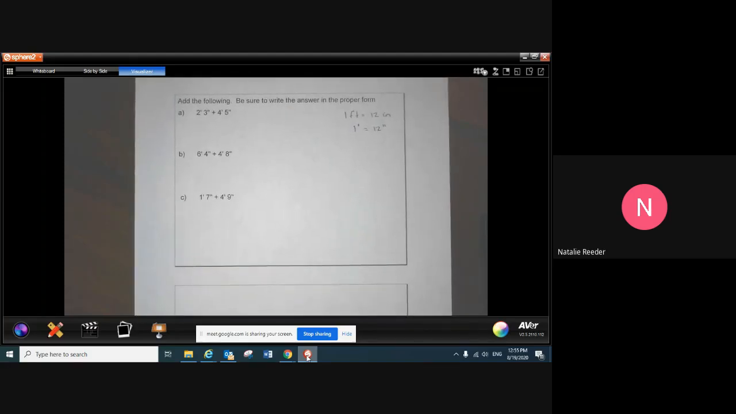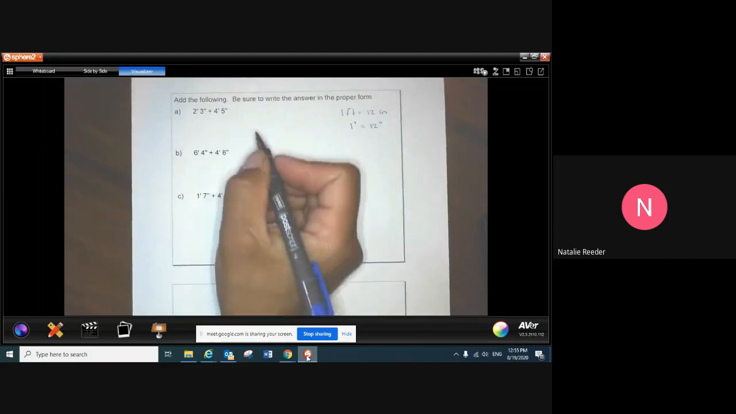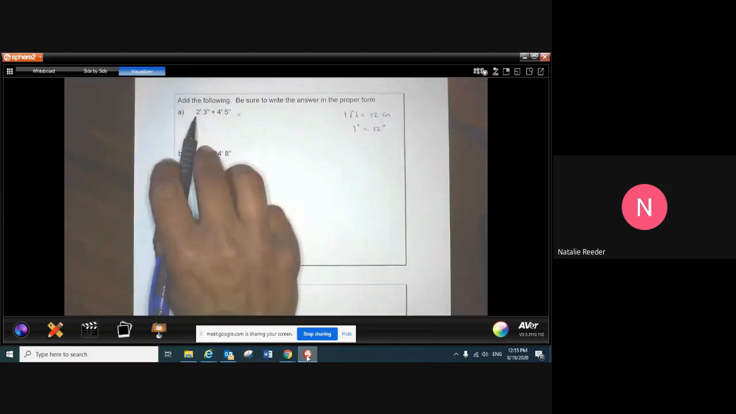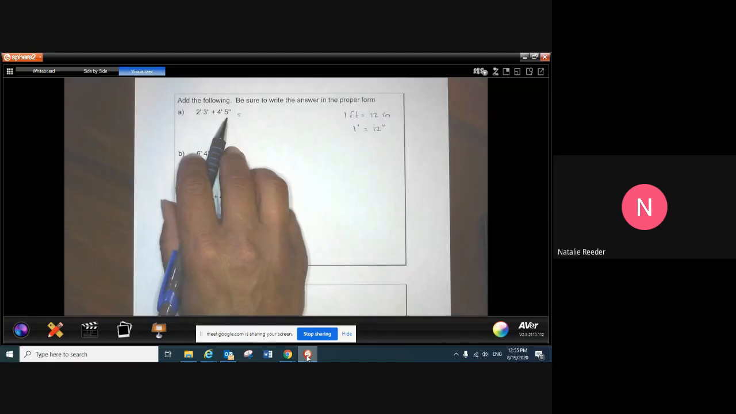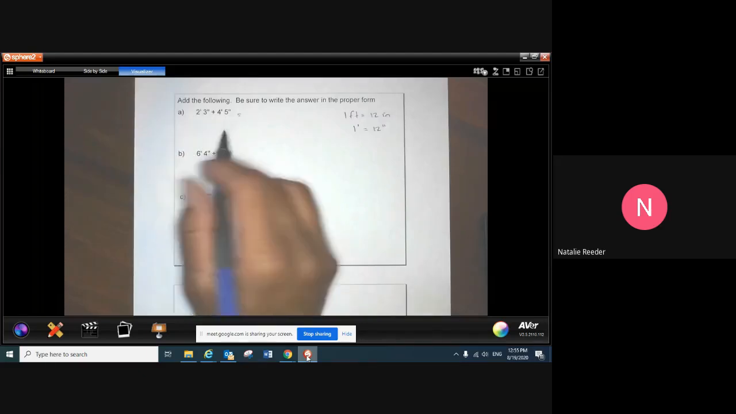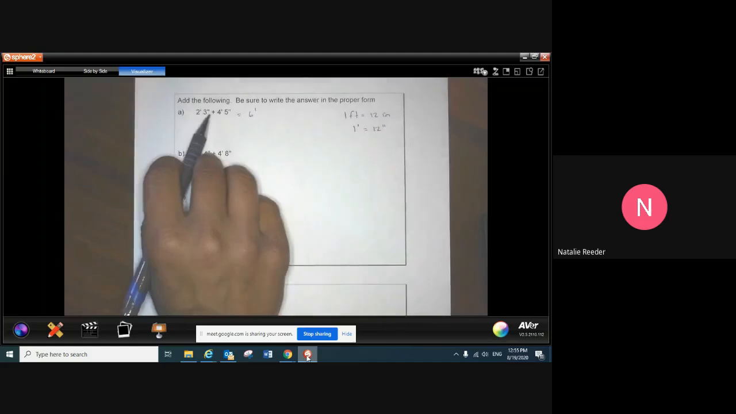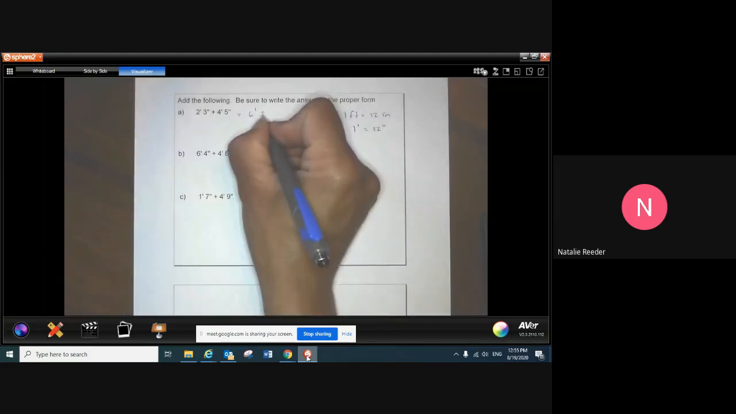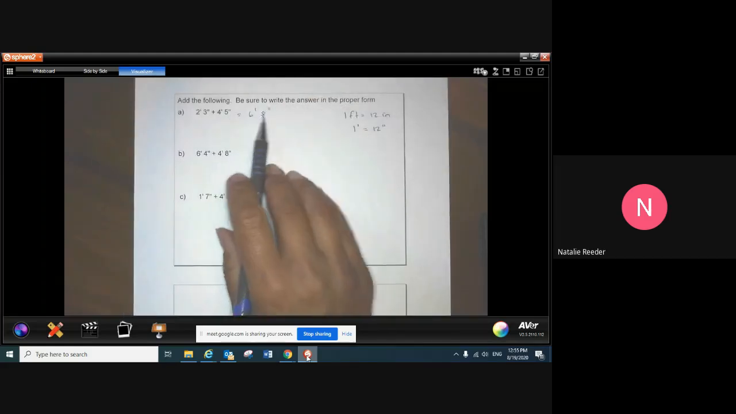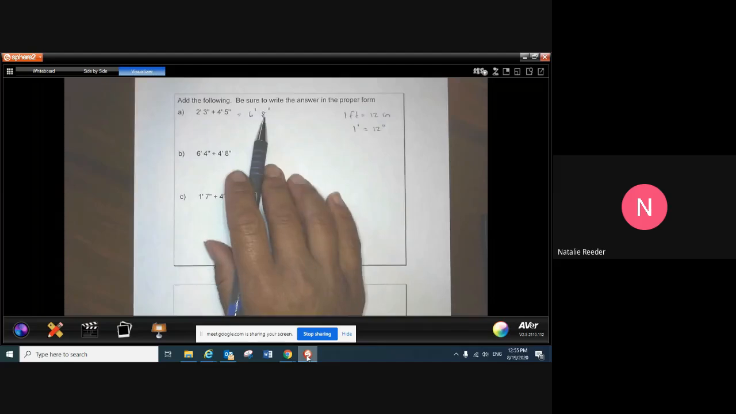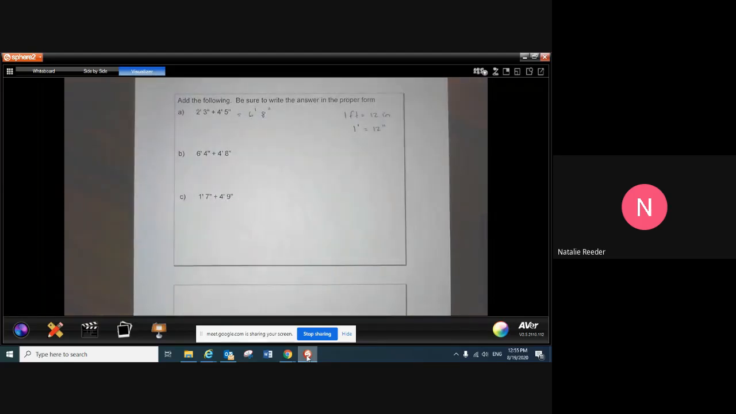If I do this first one, I see that I've got 2 feet, 3 inches, and 4 feet, 5 inches. The 2 feet and the 4 feet are going to give me 6 feet in total. And the 3 inches and the 5 inches give me 8 inches. Now, 8 inches, I'm still under 12, which is perfect. I can't simplify that, so I leave it as is. So 6 feet, 8 inches would be my answer.